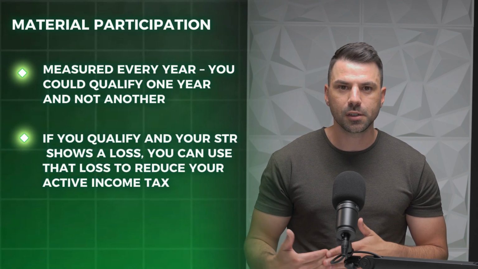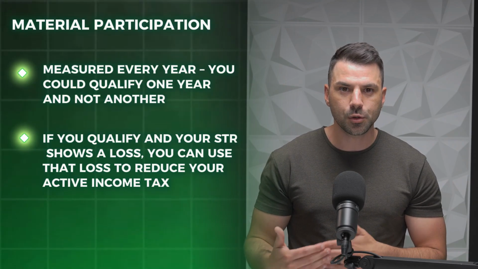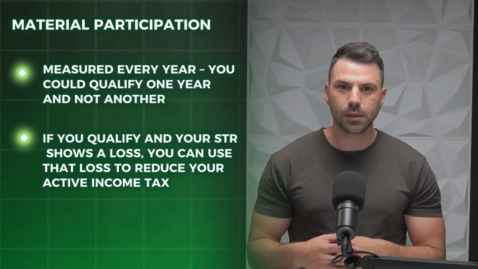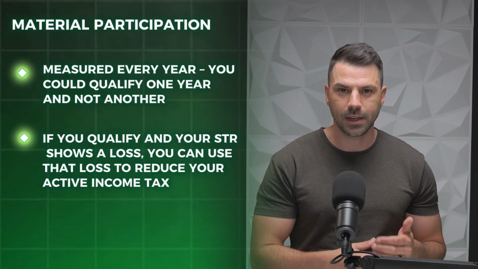Now, material participation, it's a year-by-year thing. Same with REPS. You could meet it one year, you could not meet it one year, right? But if you meet material participation on a short-term rental loophole, in that year, if the short-term rental has losses, you can use those losses to offset any active income that you may have.